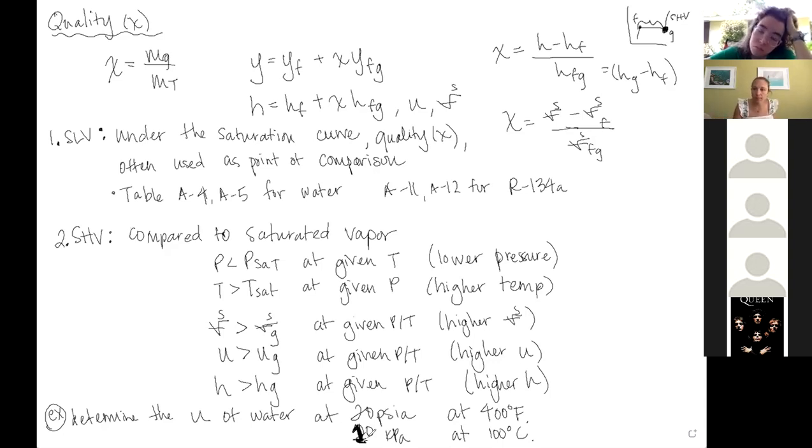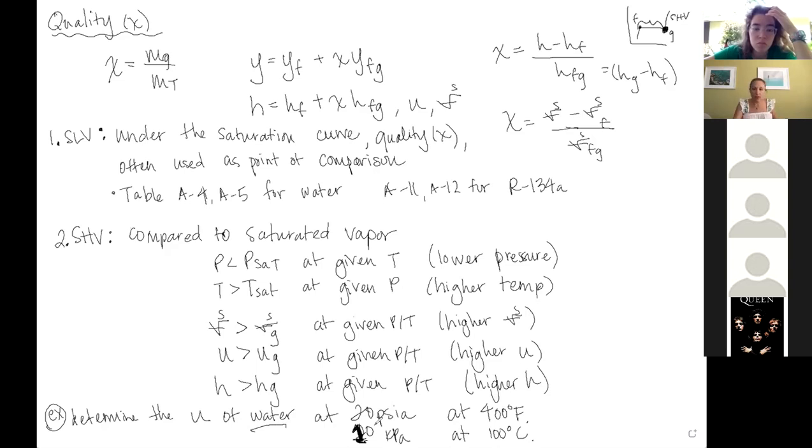Okay, so we are asked to determine the internal energy of water. So we know we're using water at 20 psi and 400 degrees Fahrenheit. I mentioned that we pretty much always use the saturated liquid vapor tables as our point of comparison. So at a given pressure of 20 psi, I'm going to go to my table A4E because this is English units. A4E in the 8th edition of the textbook is on page 954, and on 956, I have A5E.